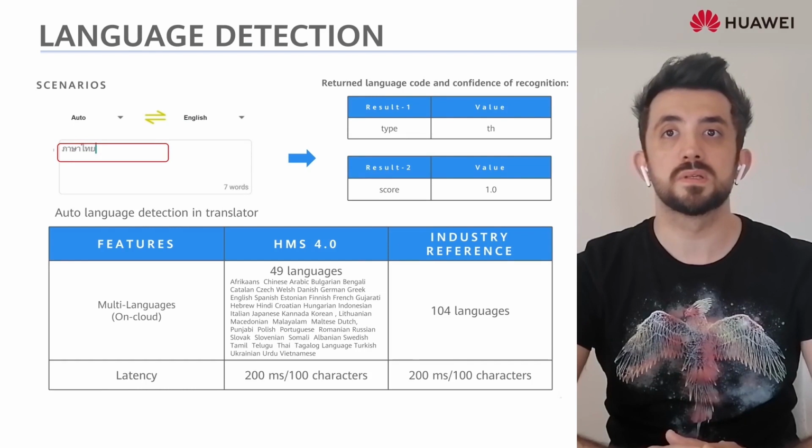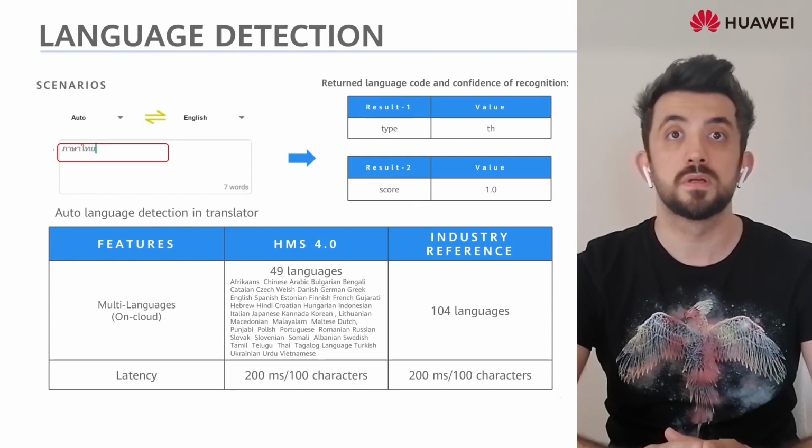Language detection service can detect up to 49 different languages. This table shows the list of these languages and the latency performance. Now, let's have a look at the demo video.